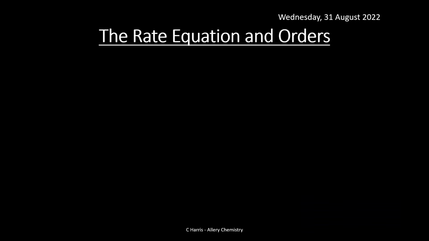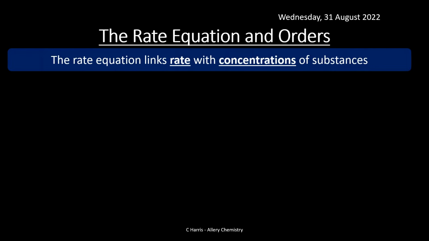We're now going to step a little bit further. This is where the year 2 stuff comes in. A lot of that stuff you should have seen through year 1, and you should understand how you work out a rate equation and how you work out rate from a graph. Here, we're going to take it a little bit further and look at the rate equation and orders. All the rate equation does is link rate with concentrations of substances.